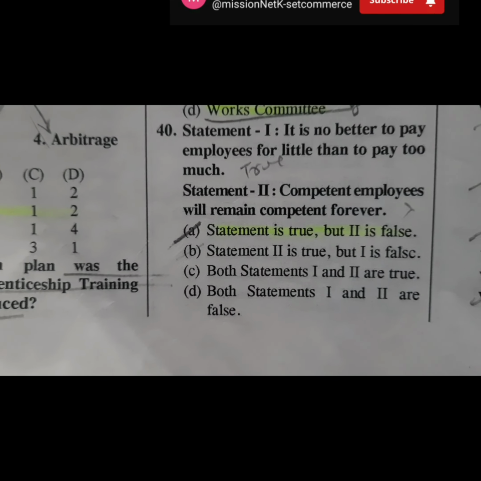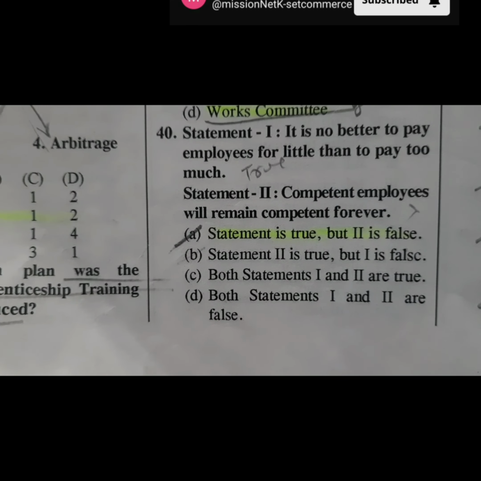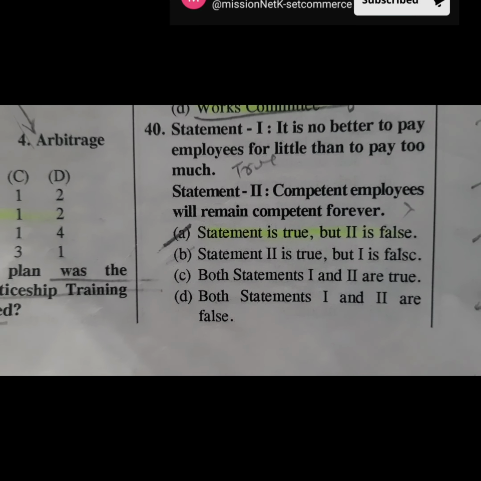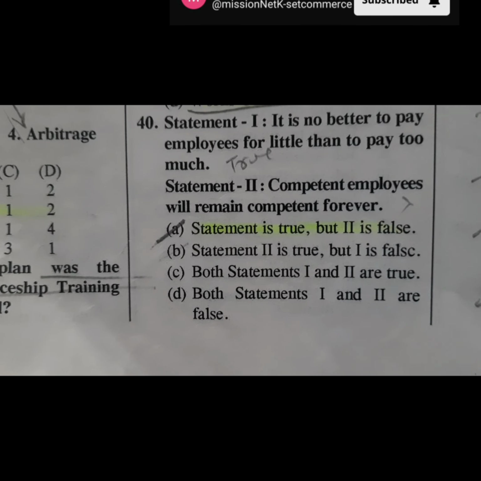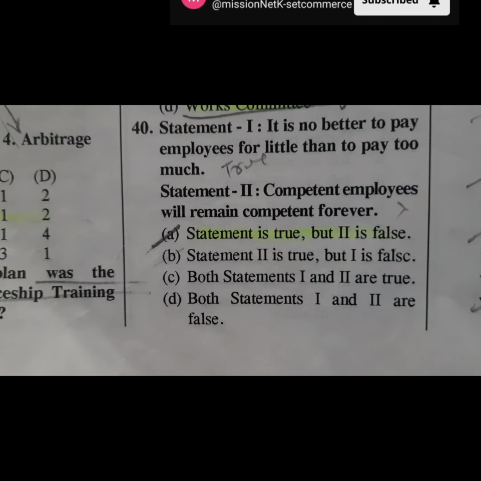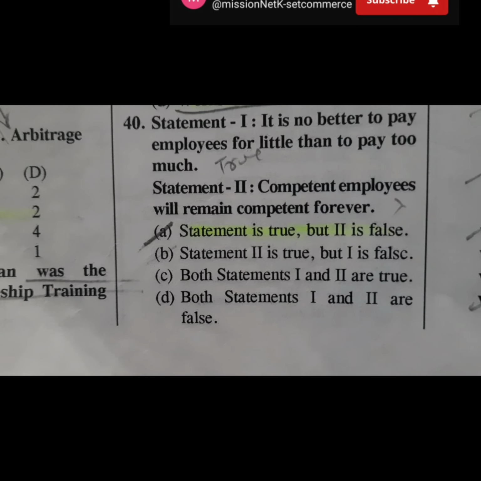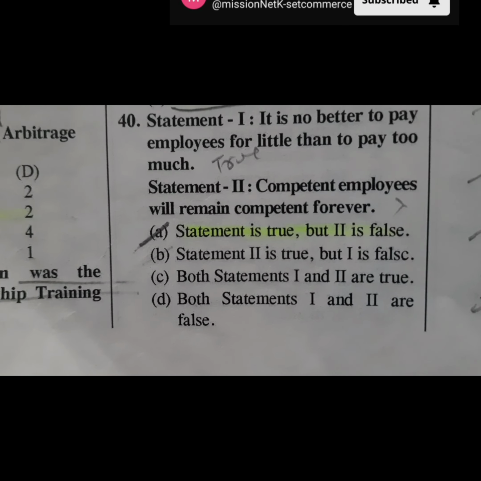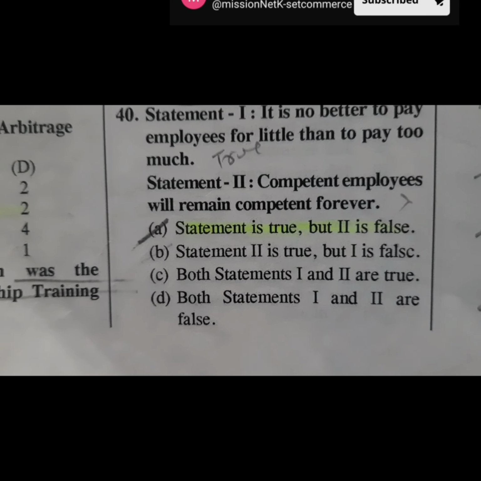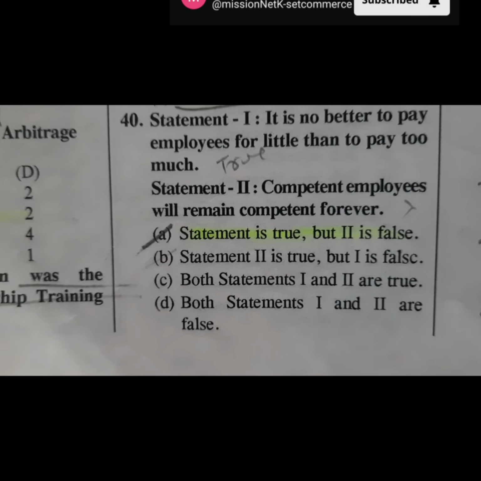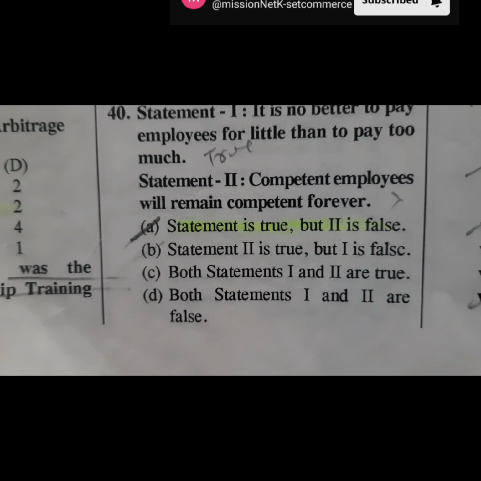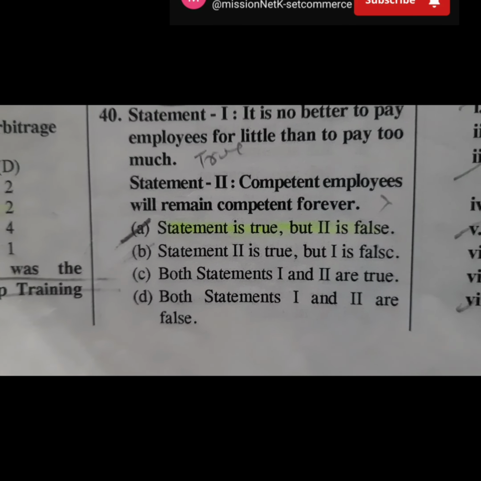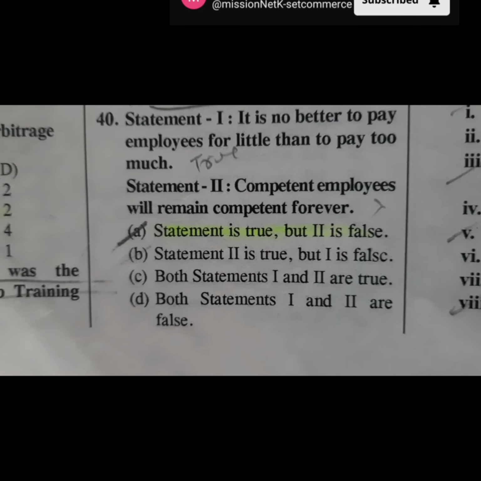Then the next question is statement 1. It is no better to pay employees for little than to pay too much. This is the true statement. Then the second statement is, competent employees will remain competent forever. This is the false statement. So the right answer is option A. Statement 1 is true, but statement 2 is false.